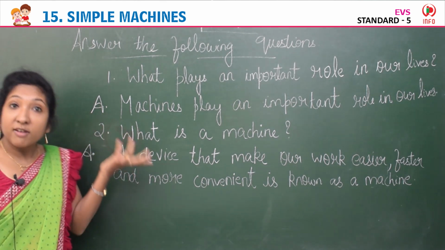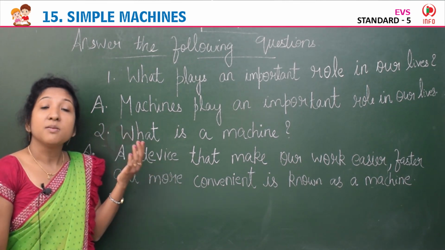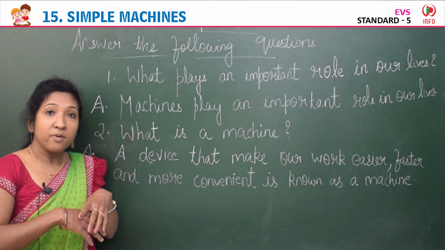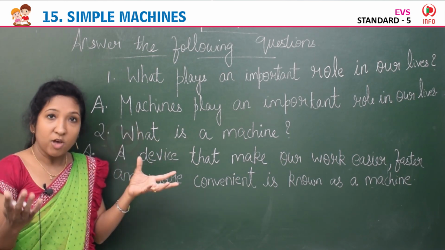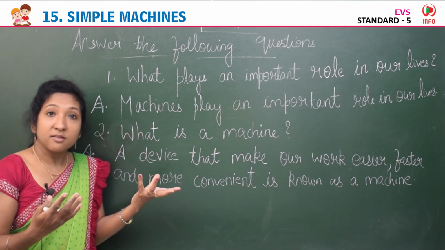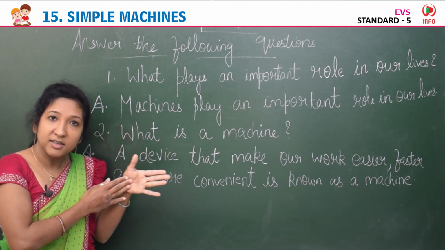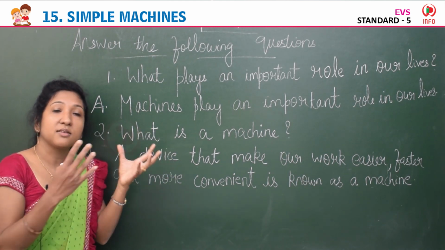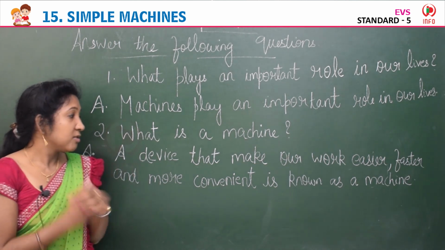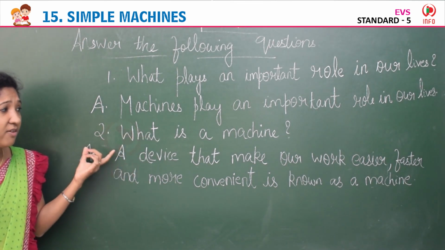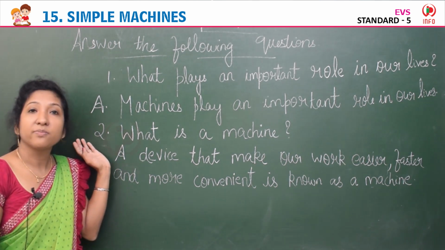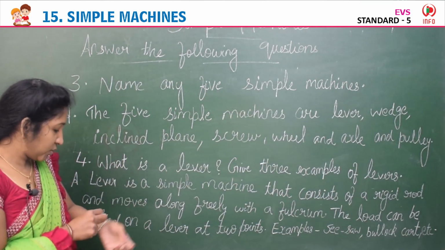So then we already learned about simple machines, how simple machines make our life easier. Yes or no? To do heavy work or to lift heavy objects, to load and unload big boxes and all. These are the examples I am saying. Why? Because already we learned how these kinds of heavy things are to be lifted or loaded, isn't it? So, a device that makes our work easier, faster and more convenient is known as a machine. Okay, children? Coming to the next question.